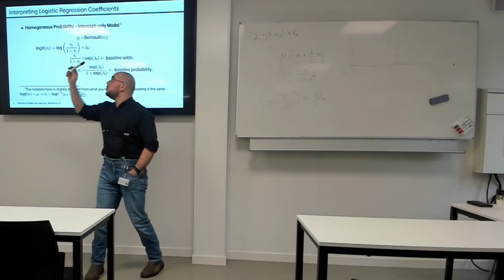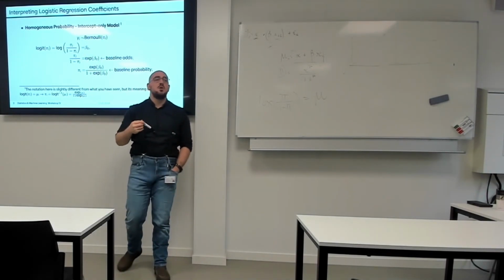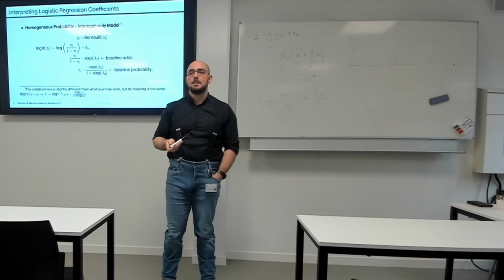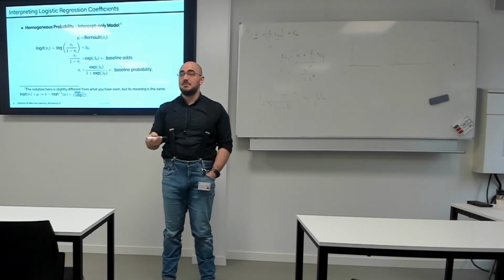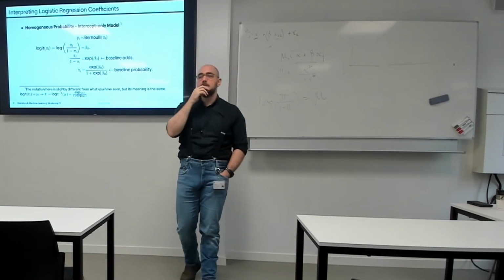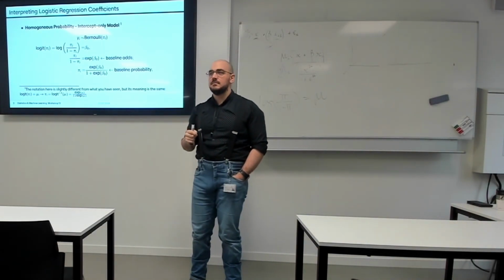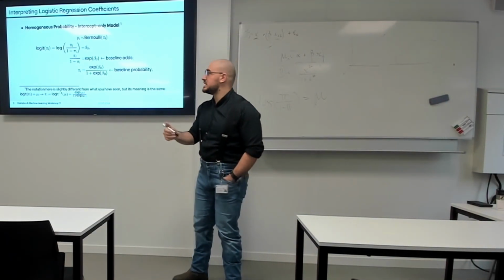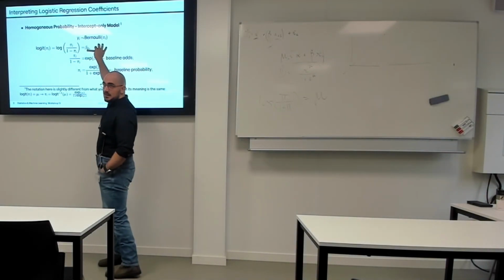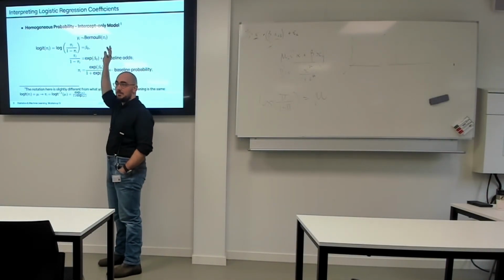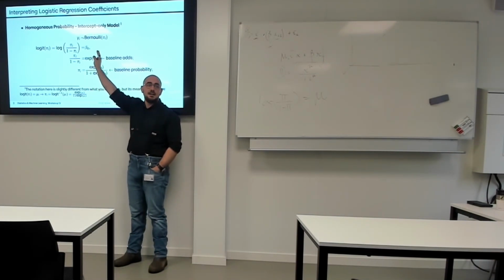Who remembers what the homogeneous probability model meant? What does homogeneous mean? The same. The same what? For who? The same expected value for all the subjects. Perfect. So in the Bernoulli case, the same probability of an event happening for every subject i. Is everybody with that? So that's the homogeneous probability model.